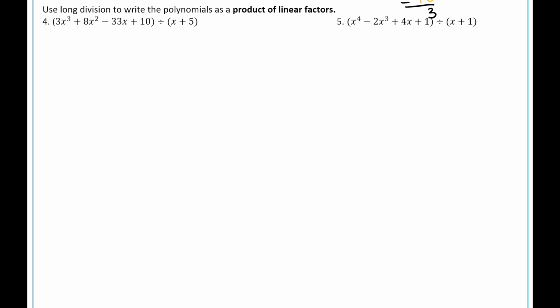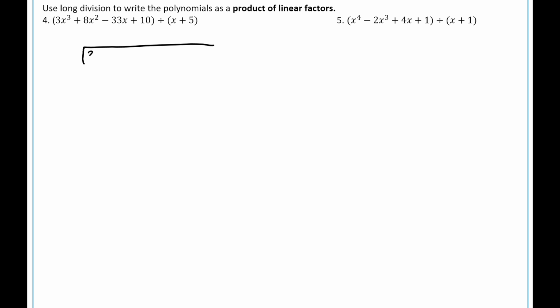So let's keep going, and let's do this with polynomials now. All right, so it looks a little intimidating, but bear with me. We're going to do this. We are dividing 3x cubed plus 8x squared minus 33x plus 10. We're dividing that by x plus 5.